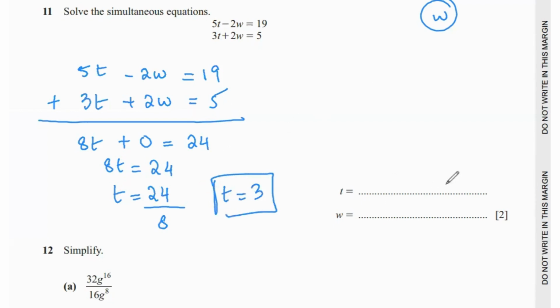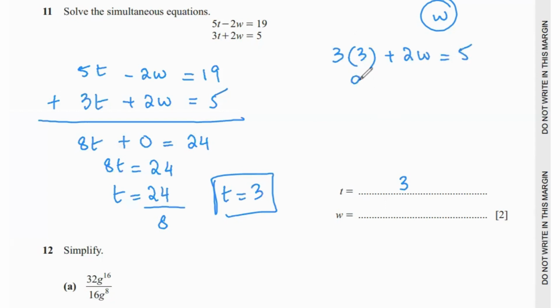Now that we have the value of t, what you can do is to find the value of w, you can substitute t equals 3 in either of the equations. I'm going to pick the second one because that's going to be easier to solve, and it's going to be less time consuming, which is what your goal should be. So 3 times 3 plus 2w equals 5.